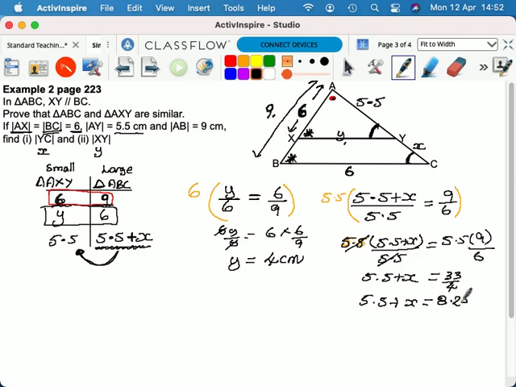What do I have to do now? What happens to the 5.5? Switches sides, becomes minus 5.5. So x is equal to 8.25 minus 5.5. So x is equal to 11 over 4, or 2.75 centimetres. And technically speaking, you should finish off with the question.